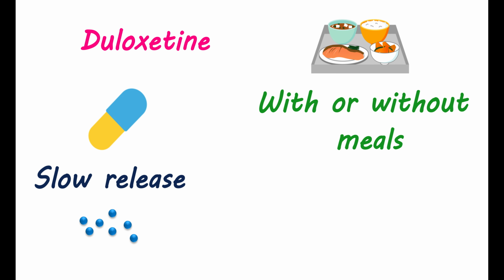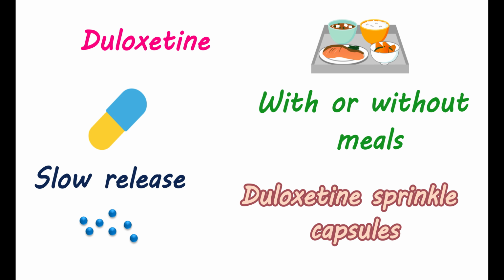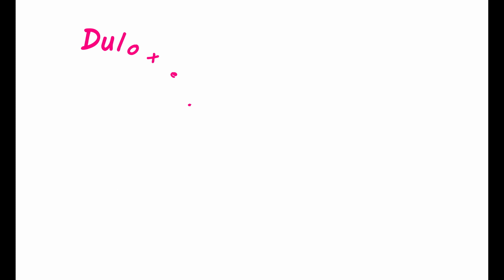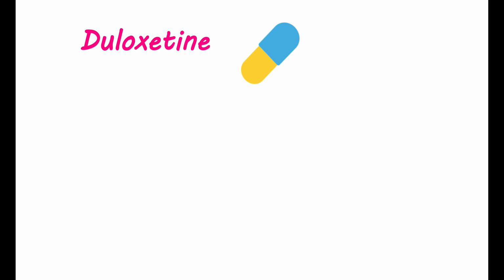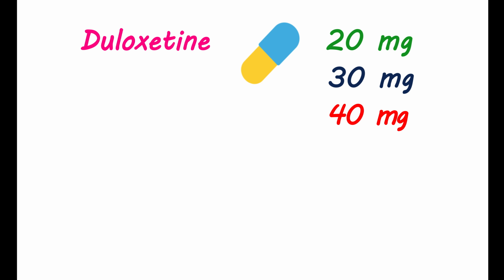If you have difficulty swallowing, you may be given duloxetine sprinkle capsules, which can be opened and whose contents can be sprinkled on 15 milliliters of applesauce. Duloxetine capsules are available in different strengths: 20 milligrams, 30 milligrams, 40 milligrams, and 60 milligrams. The dose suggested for you depends on the purpose of its use.